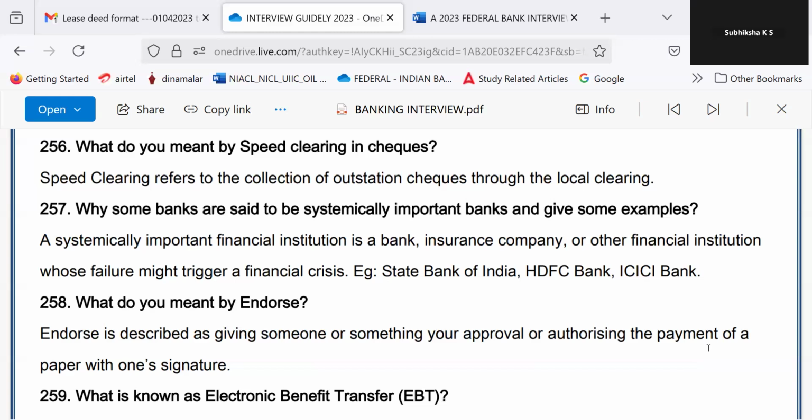Question 257. Why are some banks said to be systemically important banks, and give some examples. A systemically important financial institution is a bank, insurance company, or other financial institution whose failure might trigger a financial crisis. Example, State Bank of India, HDFC Bank, ICICI Bank.